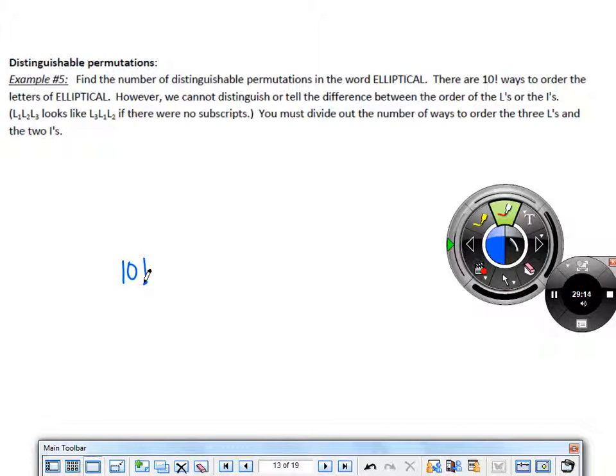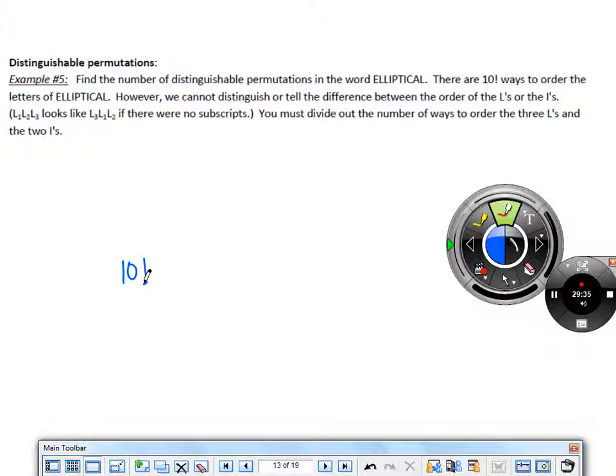Are those L's distinguishable? Can you tell them apart? No. Not unless they were like L1 and L2 and L3. Then we could tell them apart, right? And so then this would be the right answer. But the fact that we can't tell them apart, every time we just switch L's, those weren't really new permutations.